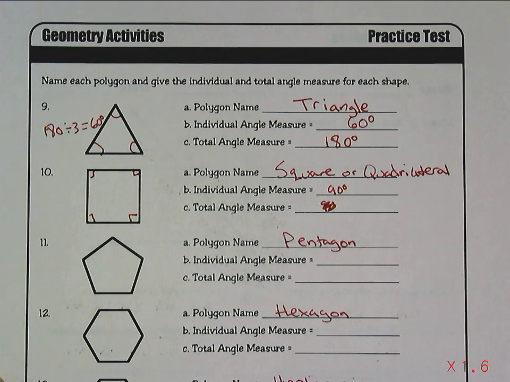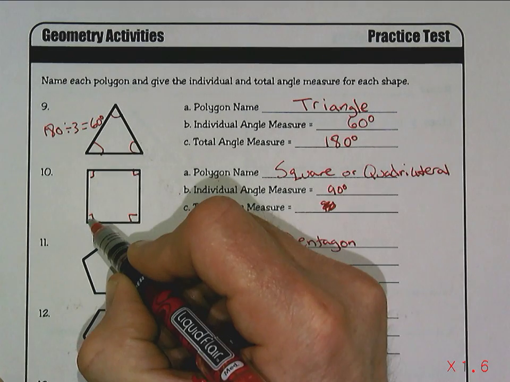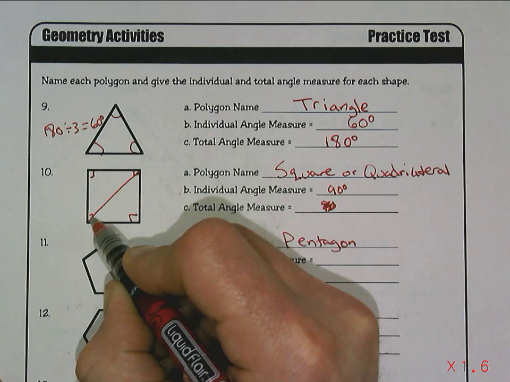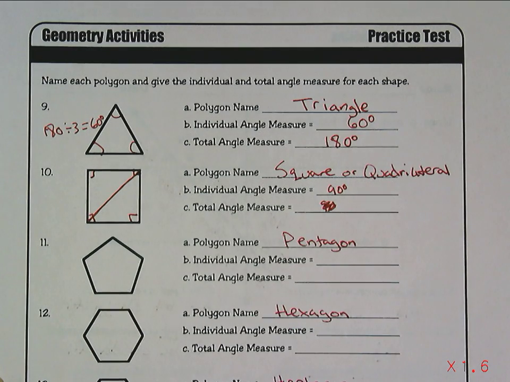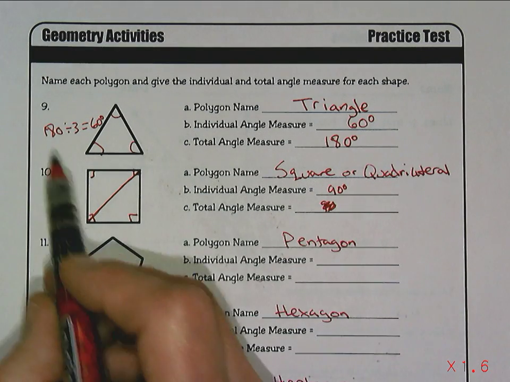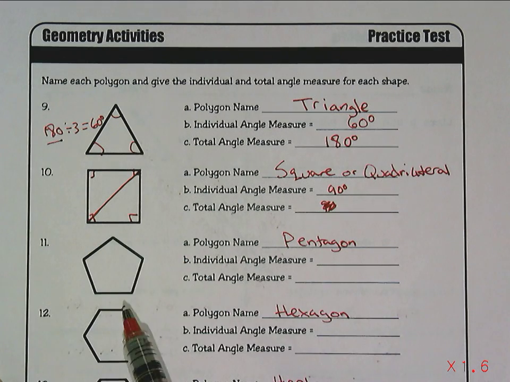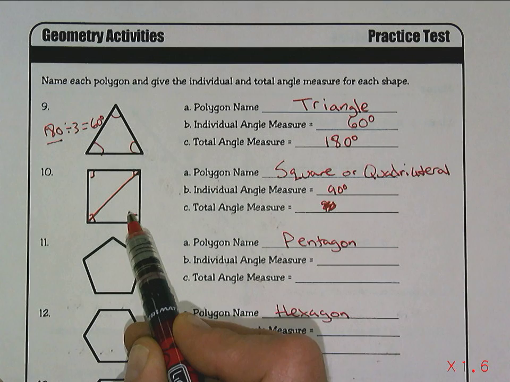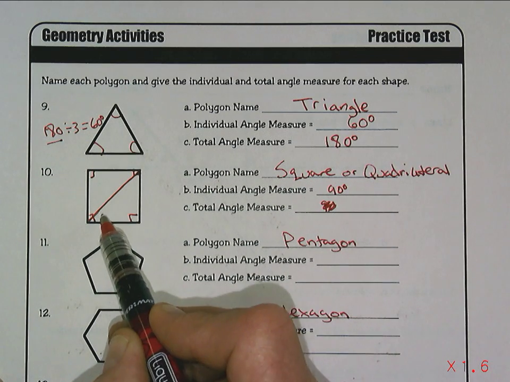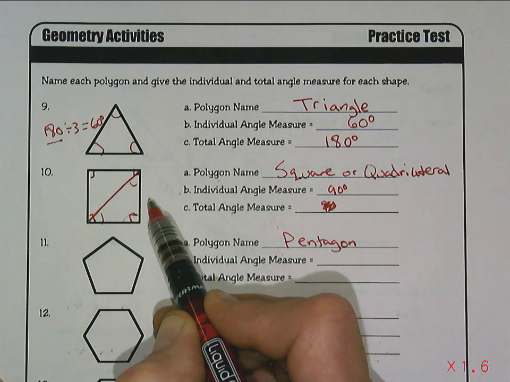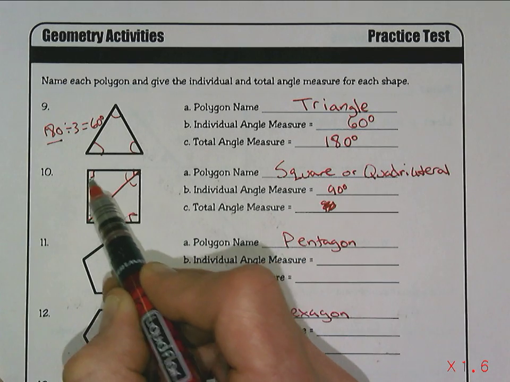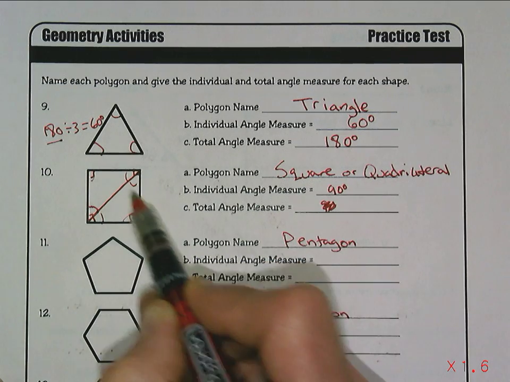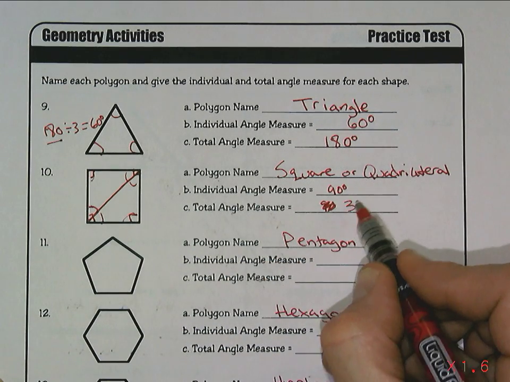But the total angle measure, if you think about it, is really just 2 triangles' worth. Because if you think about a square, you could cut it up into 2 triangles, and you know that a triangle is 180 degrees. So if I have 2 triangles that are 180 degrees each, you take this one and that one, and they add up to 180. And then this one and that one, and they add up to 180. And so the total there is going to be 360 degrees.